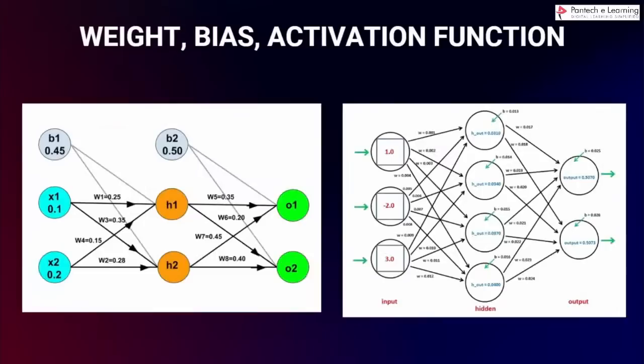Weight, bias, and activation function. I want to clarify once again where it is applied. The weight is assigned to the inputs. For x1, x2, some weightage is added. How much weightage it should be getting, that's what the weight will define. And then some bias is added, which is a constant value.